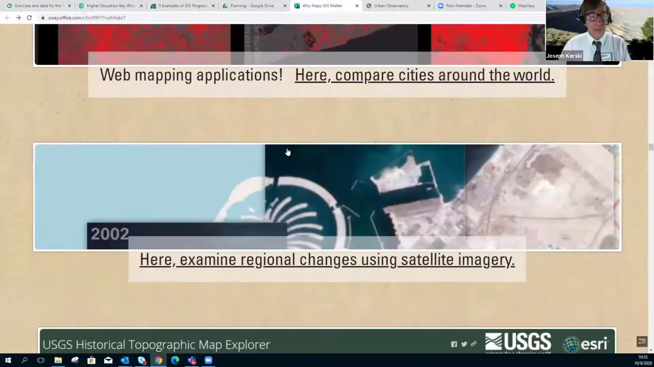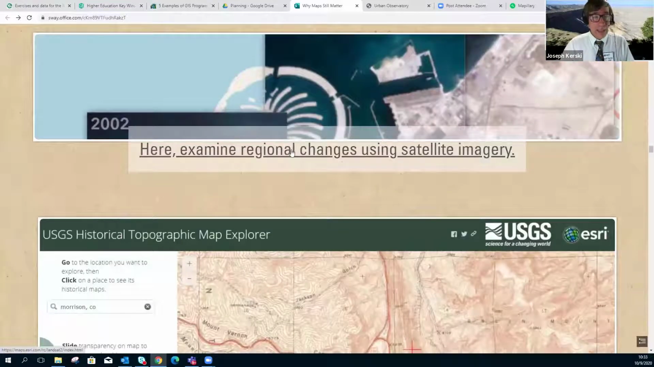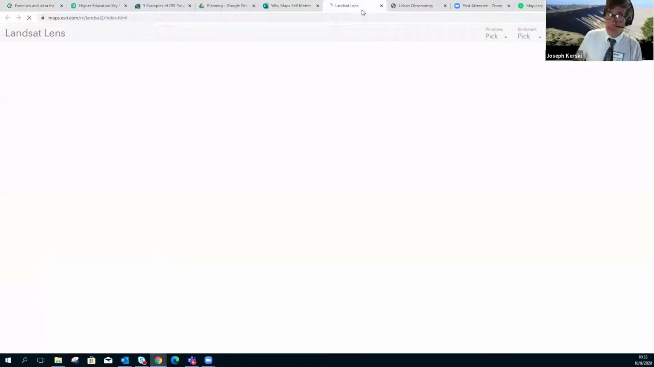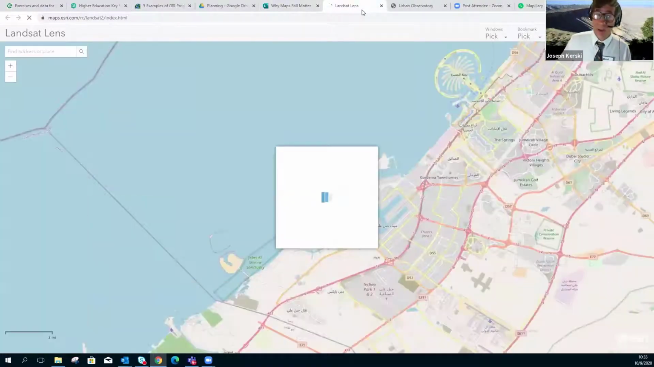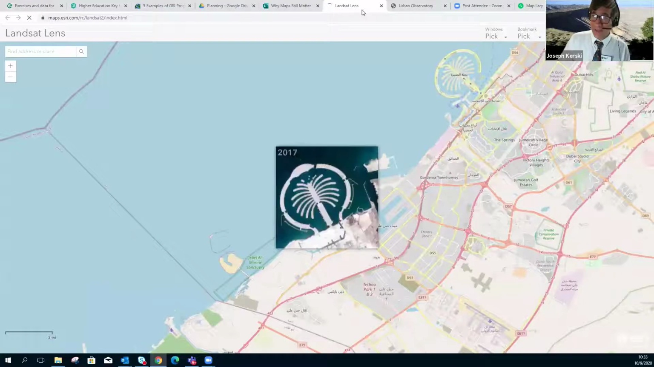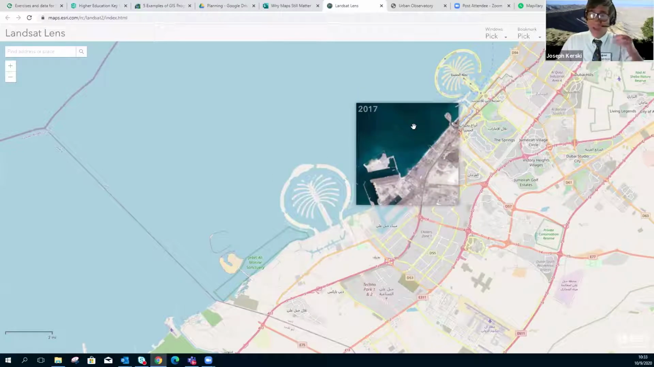One of my favorite tools is this one here. We're going to get into imagery, which is another aspect of geotechnologies now. This one's called the Landsat Lens. So the Landsat Lens, Landsat is a joint project between the USGS and NASA.